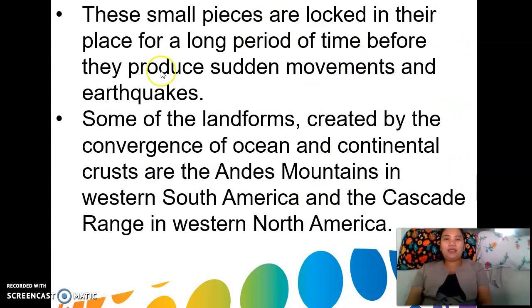These small pieces are locked in place for a long period of time before they produce sudden movements in earthquakes.